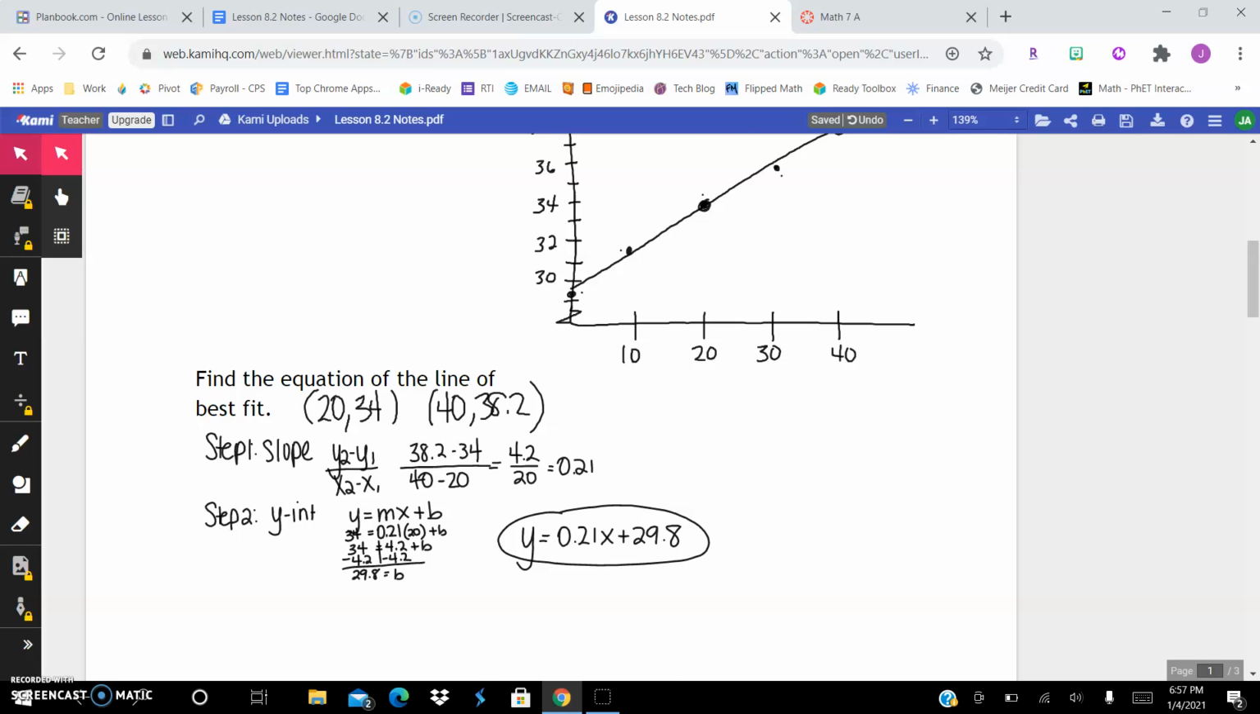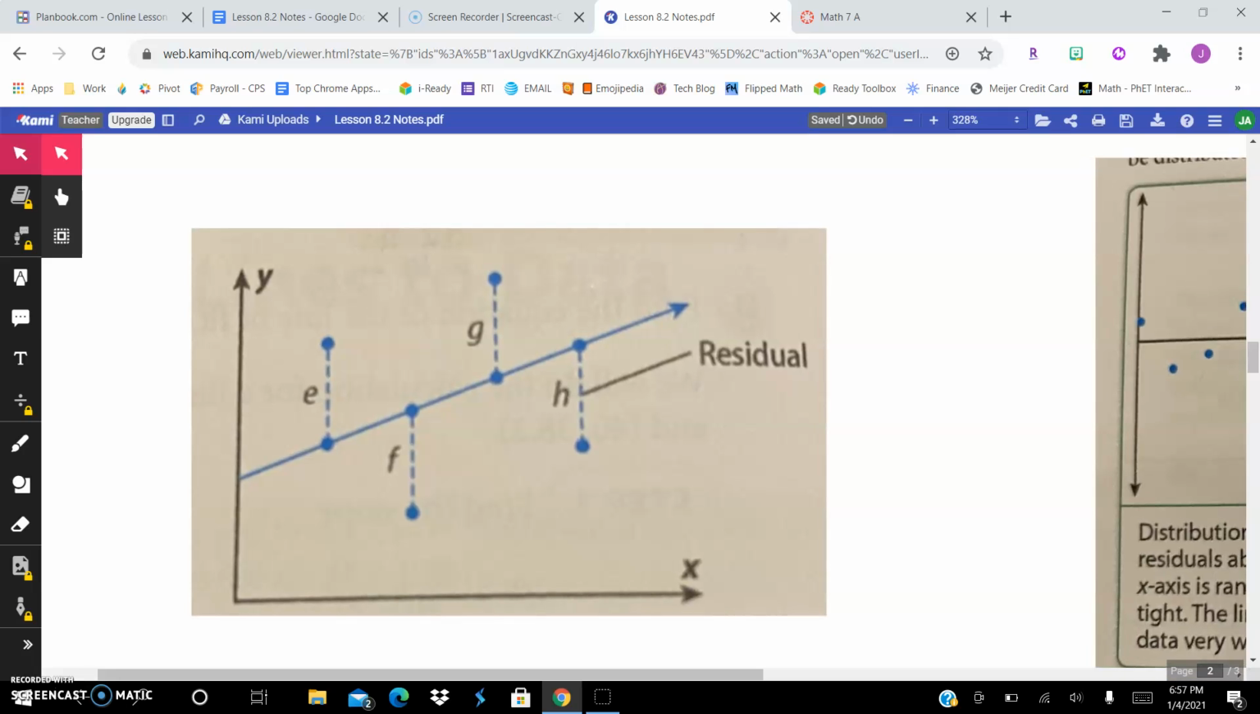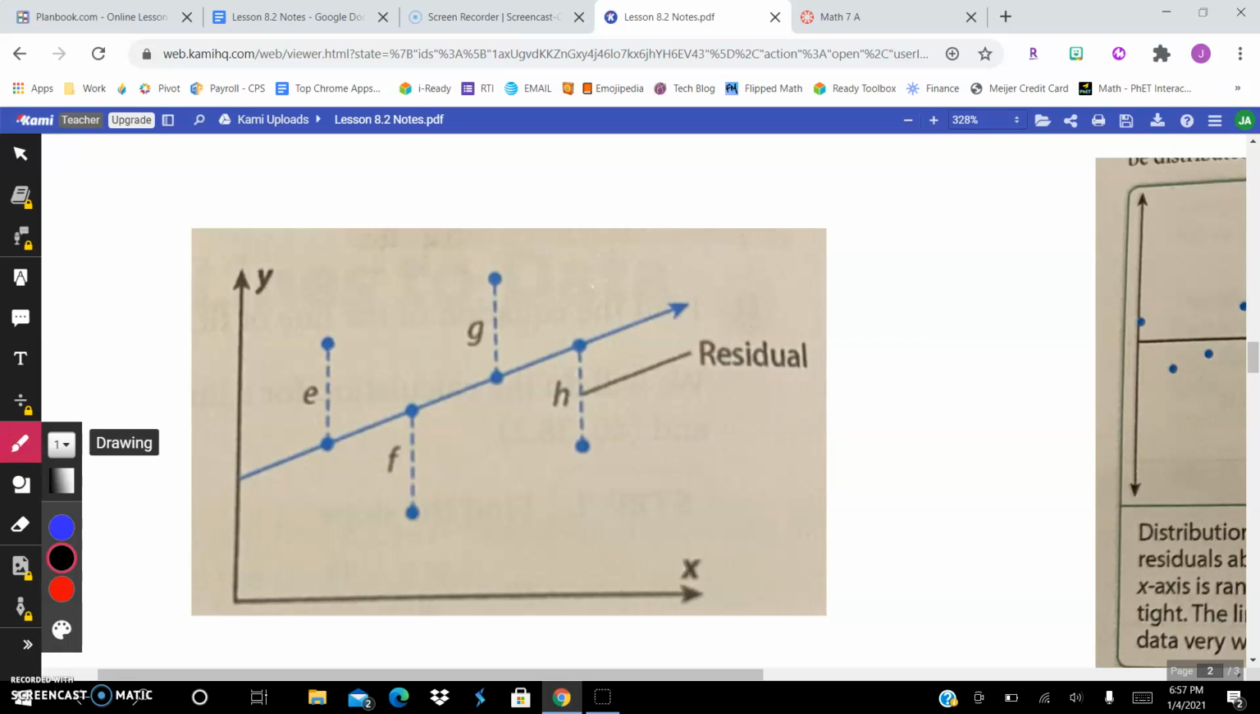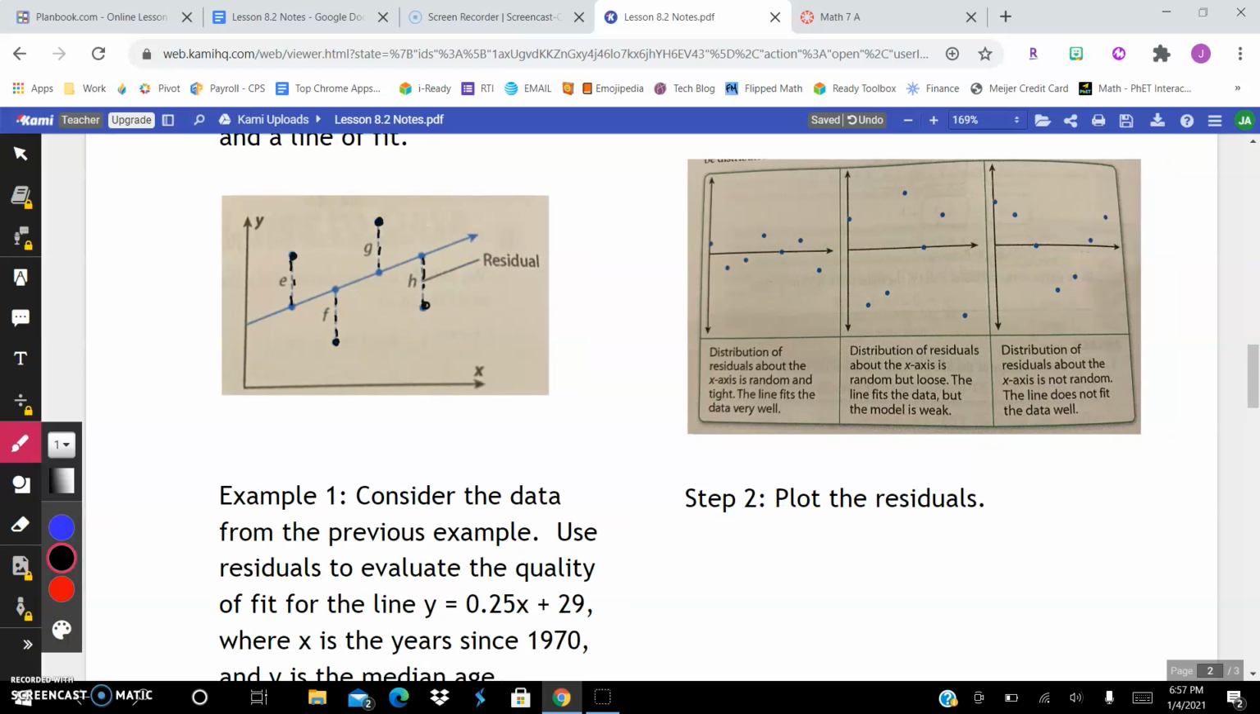Now we're going to move on here, and we're going to talk about a residual. And a residual is the signed vertical distance between a data point and a line of fit. So here, this is a good picture to show you. So we have the line of best fit going through these points. And the dotted lines represent the distance that those points are away from that line of best fit. And that distance is the residual. So some of them are going to be negative and some are going to be positive.